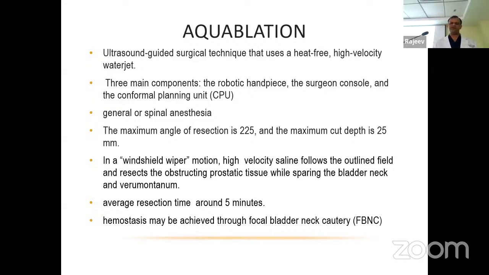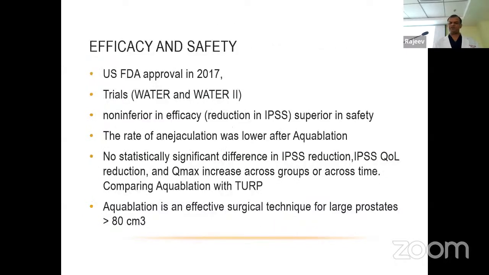Aquablation works in a windshield wiper motion, with high-velocity saline following the outlined field and dissecting the obstructing prostatic tissue while sparing the bladder neck and verumontanum. Average resection time is around 5 minutes, and hemostasis may be achieved through focal bladder neck cautery. Efficacy and safety of aquablation is proven by the WATER and WATER II trials. It was approved by the US FDA in 2017, and it is said to be non-inferior in efficacy and superior in safety as compared to TURP.